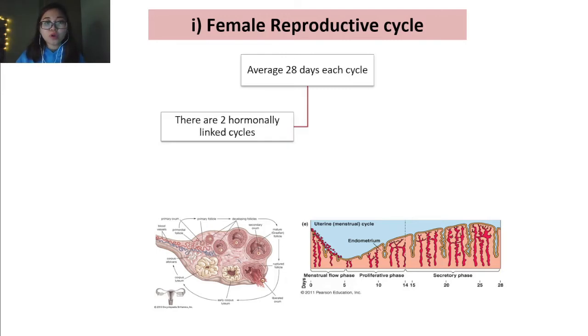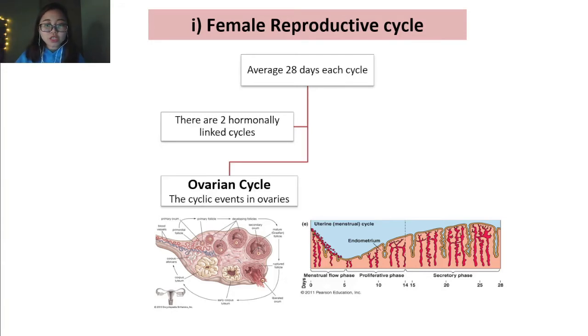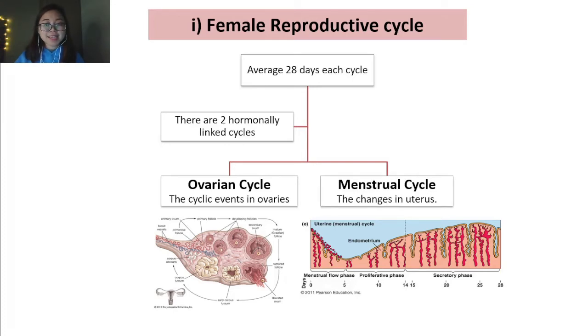And there are 2 hormonally linked cycles that we are going to learn about. The first hormonally linked cycle is the ovarian cycle. It is the cyclic events in the ovaries. Dalam arti kata lain, ovarian cycle adalah merujuk kepada apa yang berlaku dalam ovary. And the second cycle is the menstrual cycle. And this is the changes in the uterus. Menstrual cycle adalah perubahan dalam rahim. So kalau kita cakap pasal datang haid, when we talk about the period or the time of the month, usually we are talking about the menstrual cycle.